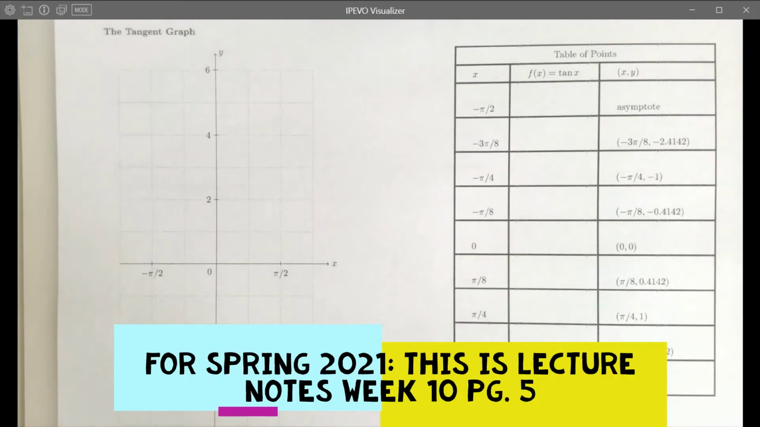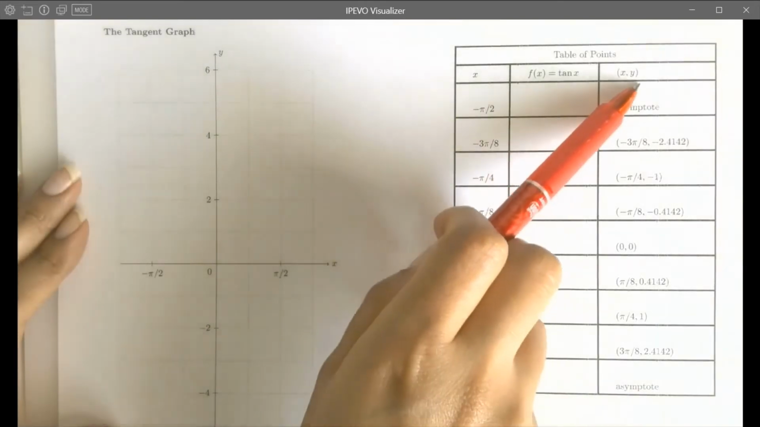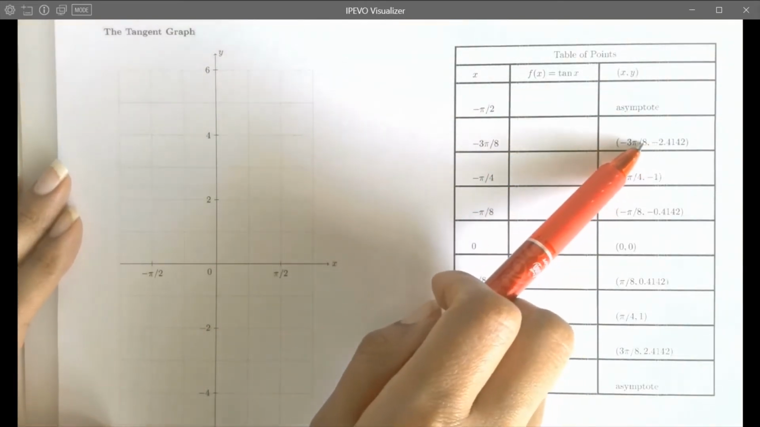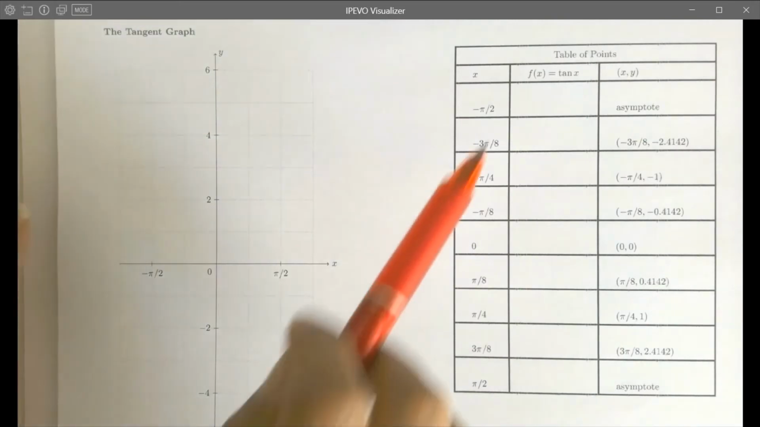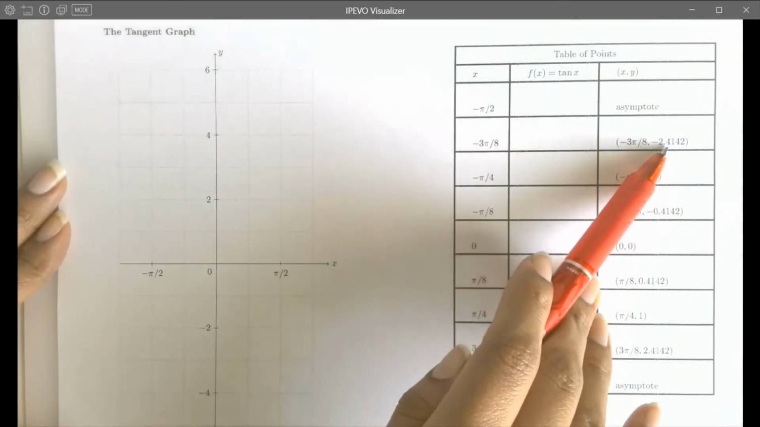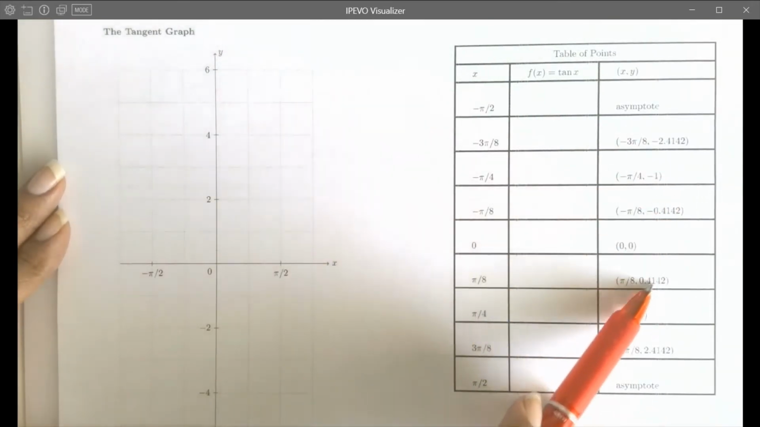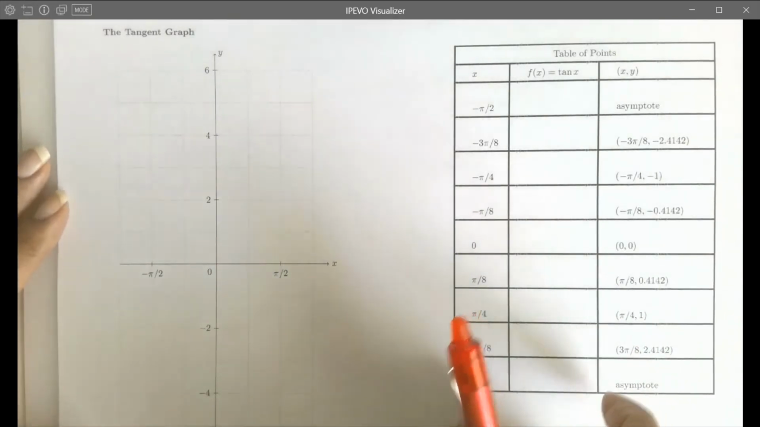Okay, so let's continue then. On page 9, we're taking a look at how to graph the tangent function. So we've been given a list of x values, and we've also been given the corresponding y values already in the form of a point x comma y. So really the only thing that is missing is the work in showing that the y value is indeed what is already listed here. And so that's what we're going to do for this part of the table.